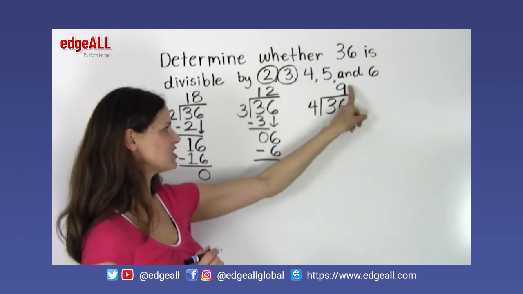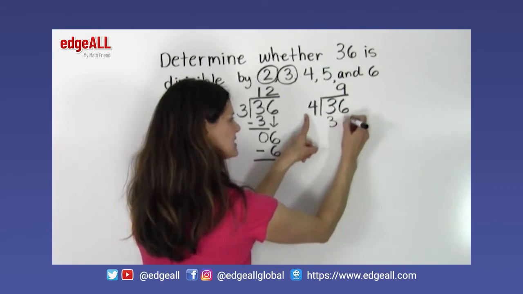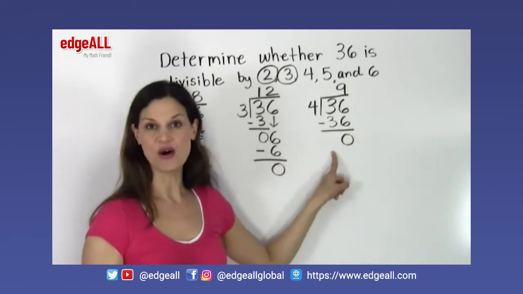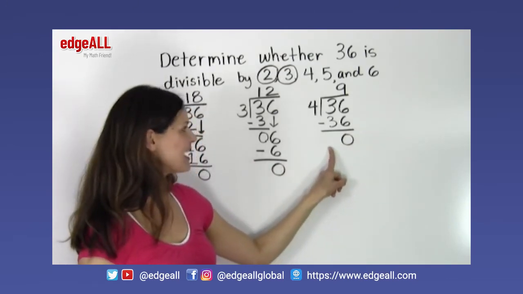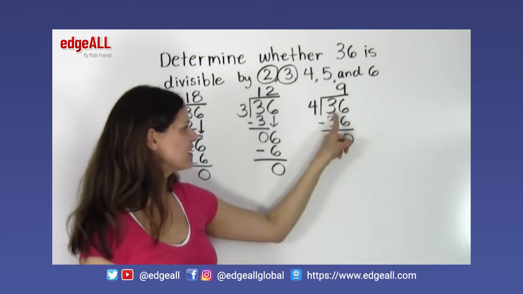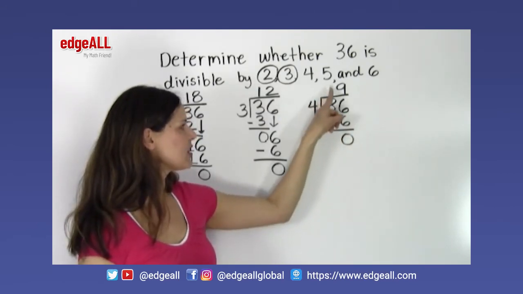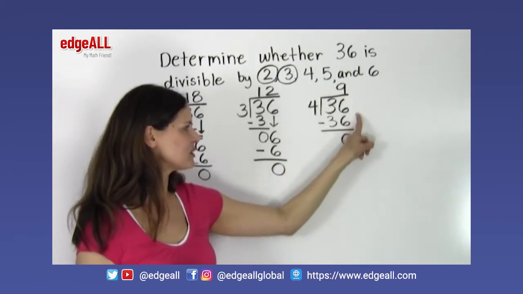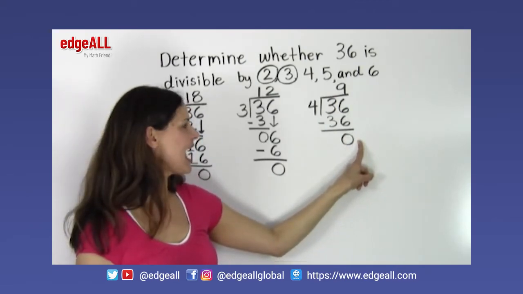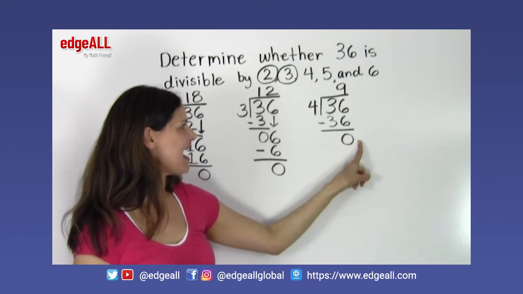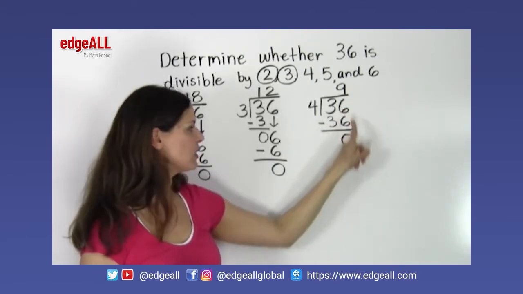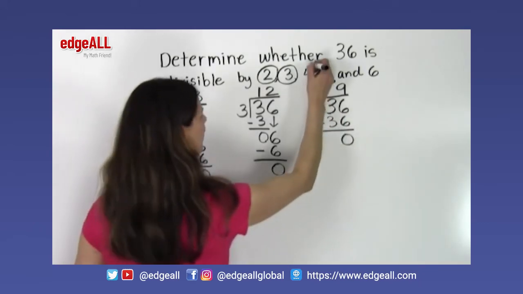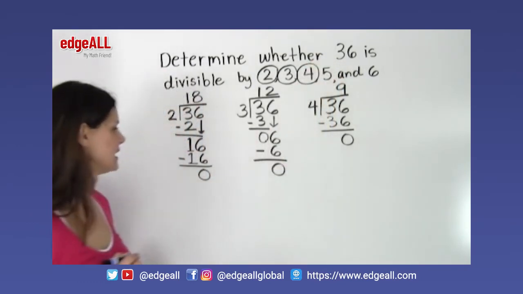And then I can finish off: 9 times 4 equals 36. I write the 36 here so that I confirm that I have no remainder. So again, on this problem, I see that 36 divided by 4 equals 9 with no remainder. I'm finished with my division because I don't have another number to pull down here. Since I have a whole number quotient with no remainder, yes, 36 is divisible by 4. So I'm going to circle the 4 here in my answer.